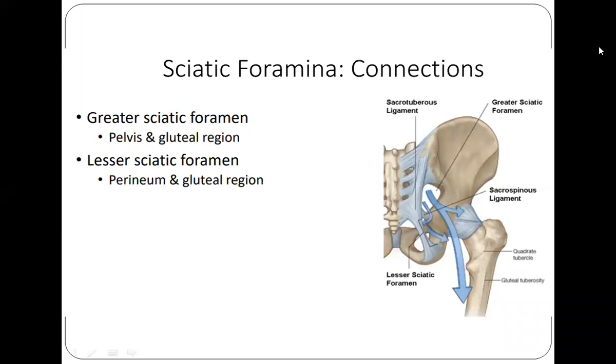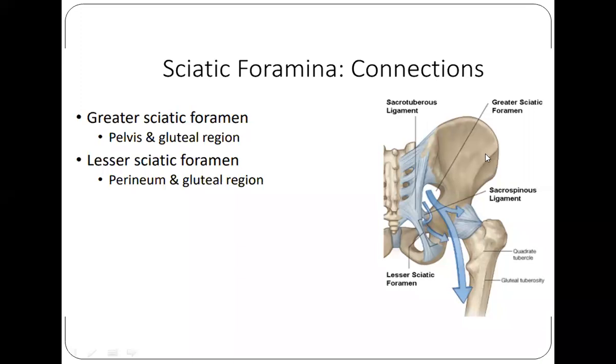Why this is important for you to know is because there are certain structures within the pelvic cavity which will emerge out through the greater sciatic foramen. They will wind around the ischial spine and then enter into the lesser sciatic foramen. So note that course in your mind.